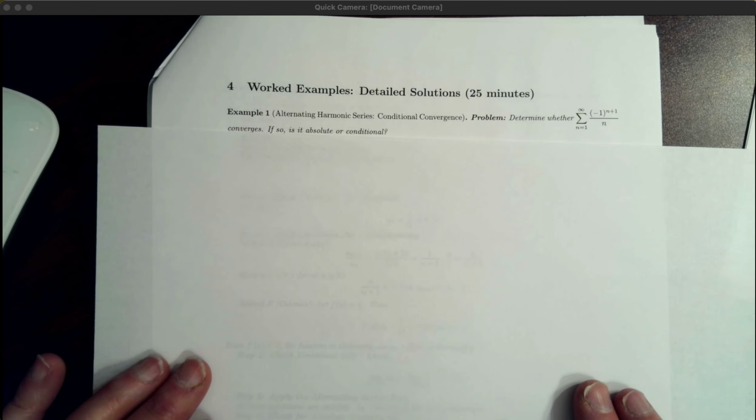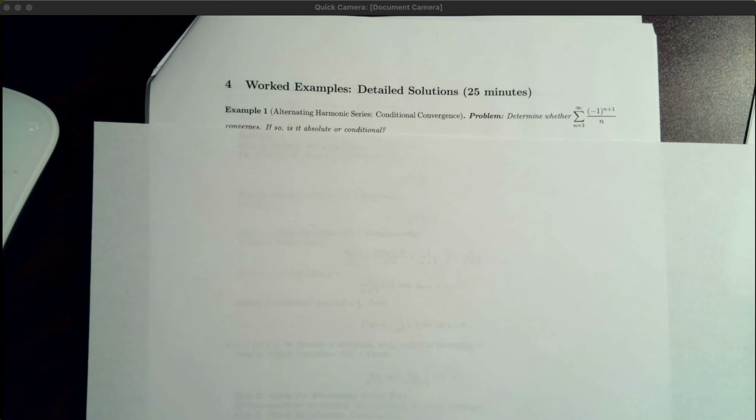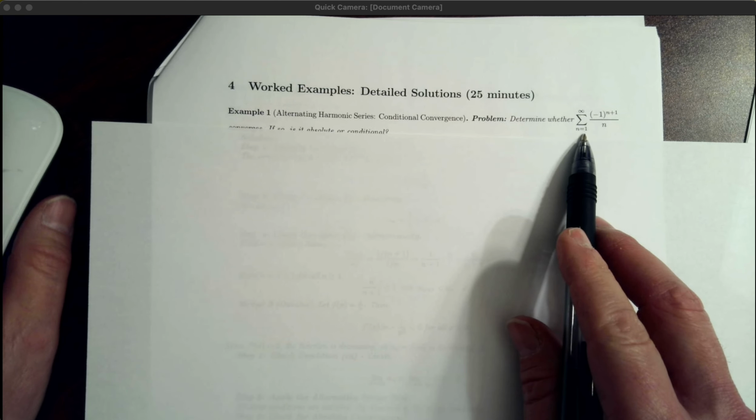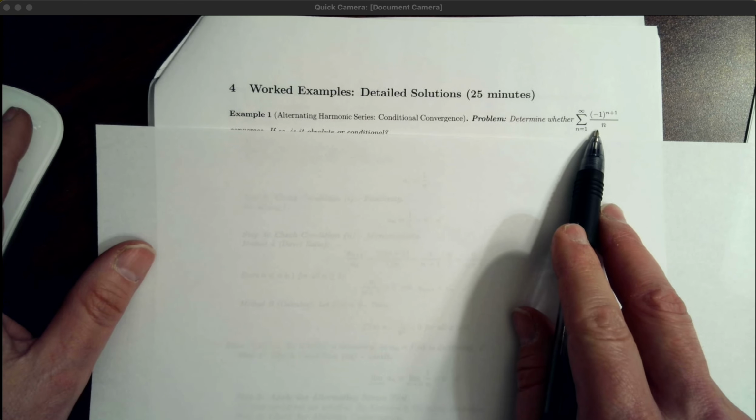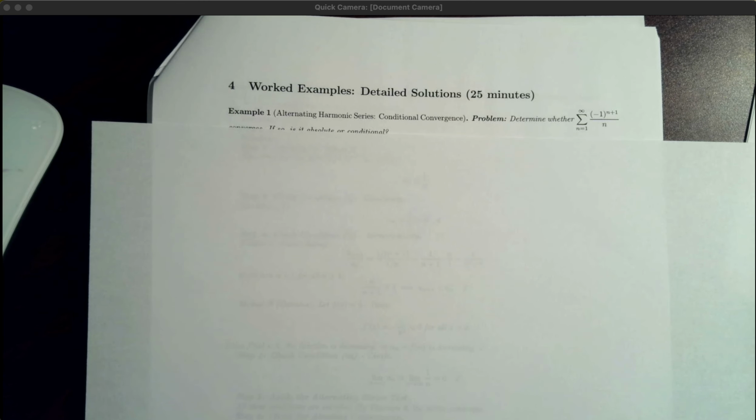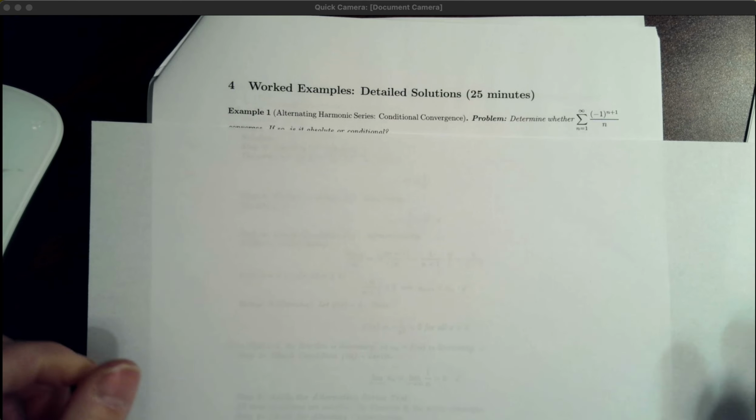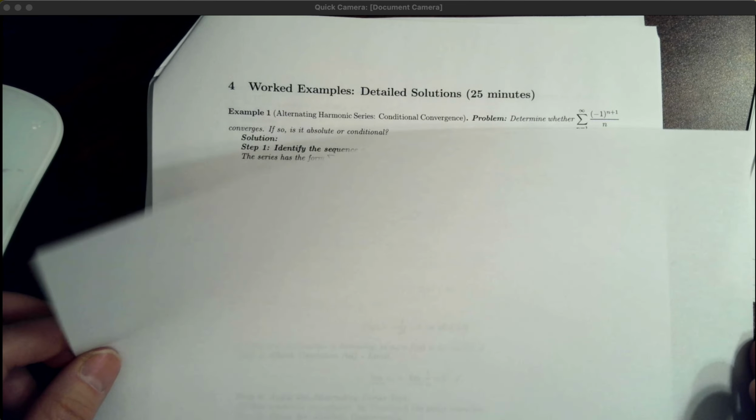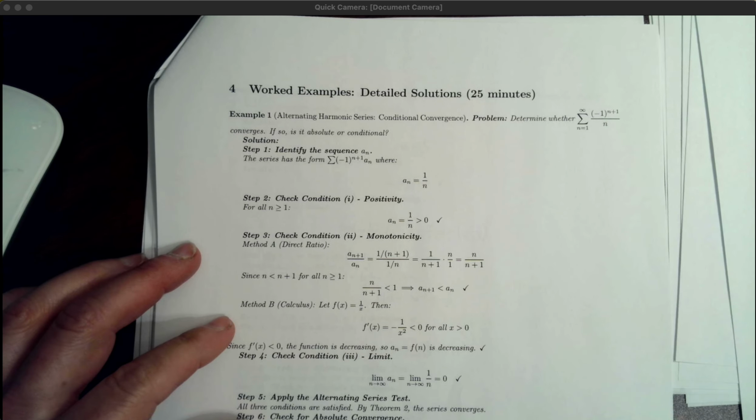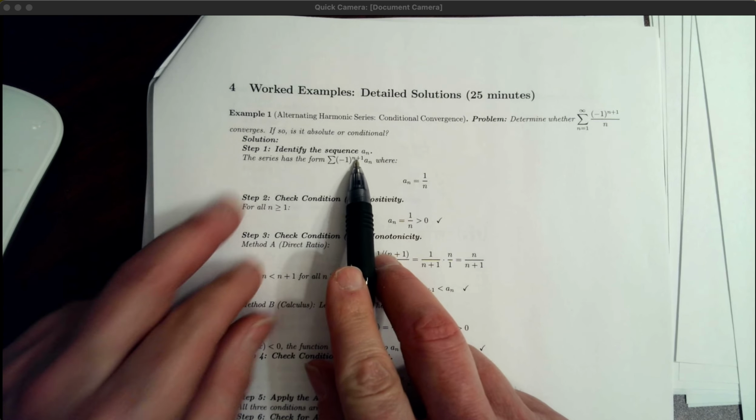So using the alternating series test, prove that the alternating harmonic series converges. All right, that's the problem. Prove that the alternating harmonic series converges. You have to satisfy the three conditions for the alternating series test. All right, so let's take a look. So identify the sequence a_n.